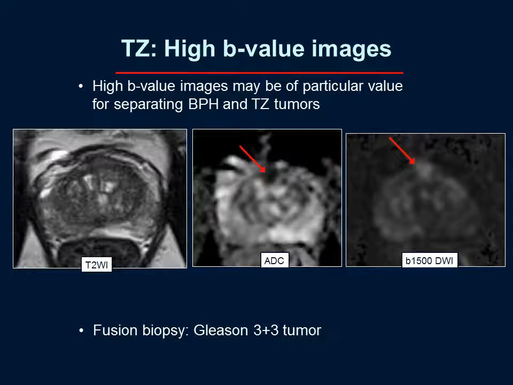within this zone. On a computed B1500, we see focal increased signal within that area anteriorly. That stands out relative to the rest of the patient's transition zone. And this as well was tumor on targeted biopsy.